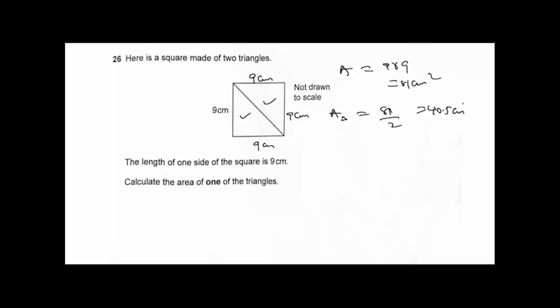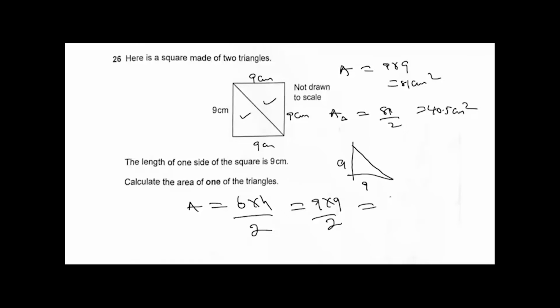40.5 centimeters squared. So if you want to do it another way, you can just draw out one of the triangles like this. So this will be 9 centimeters, that's the base, and the height will also be 9 centimeters. So you can use this formula: area equals base times height over 2. You have 9 times 9 over 2, and that will be 81 over 2, and you still have 40.5 centimeters squared. Okay, so this will be the end of this video.